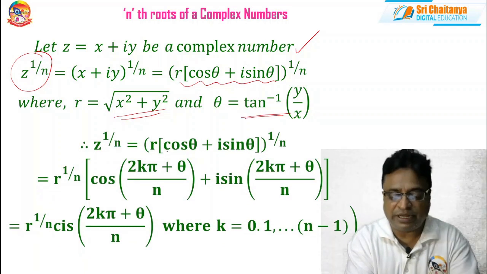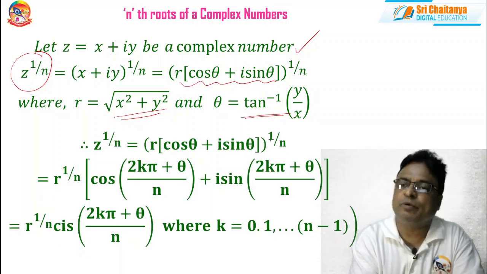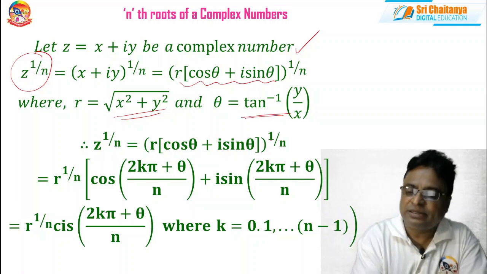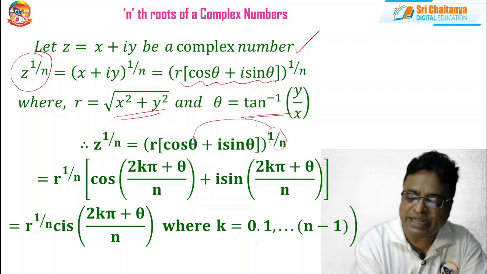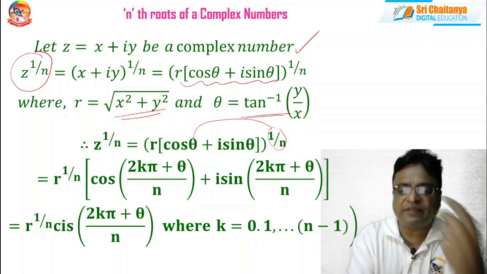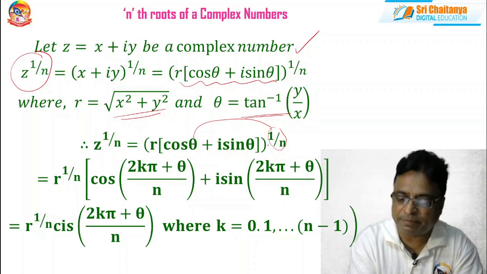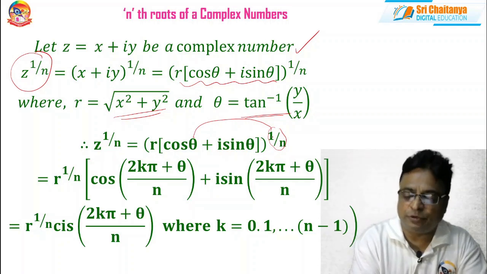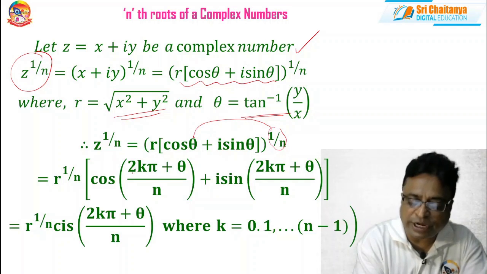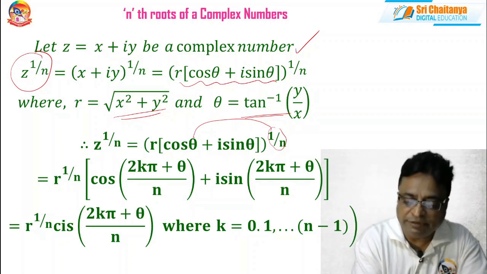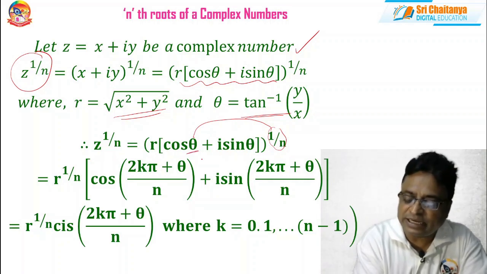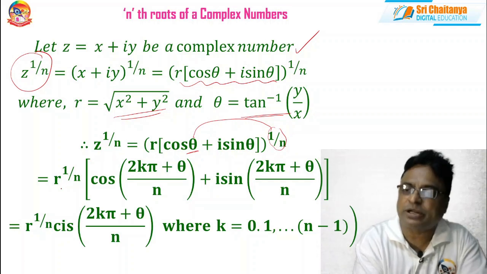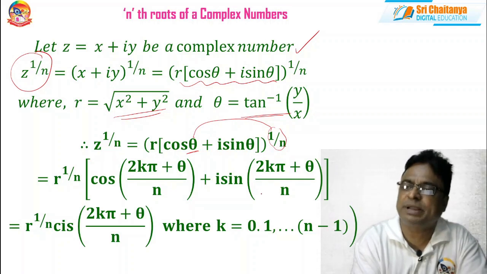So z power 1 by n is equal to r (cos theta plus i sin theta) whole power 1 by n. In the theorem, you are just multiplying that power to the corresponding angle. Whereas if the power is other than an integer, then in place of theta you write its general value, that is, you add 2k pi to the amplitude and multiply that angle with 1 by n. So it becomes r power 1 by n cos of (2k pi plus theta) by n plus i sin of (2k pi plus theta) by n.